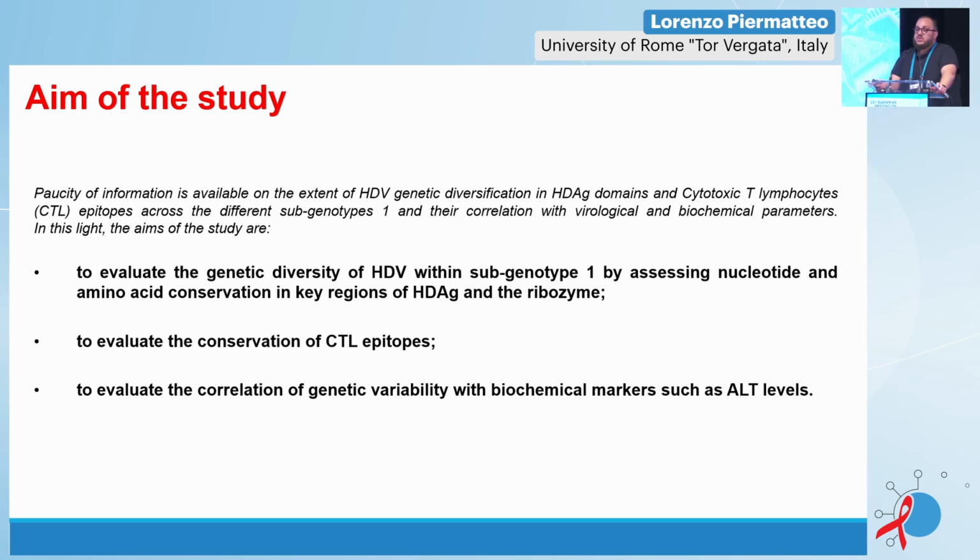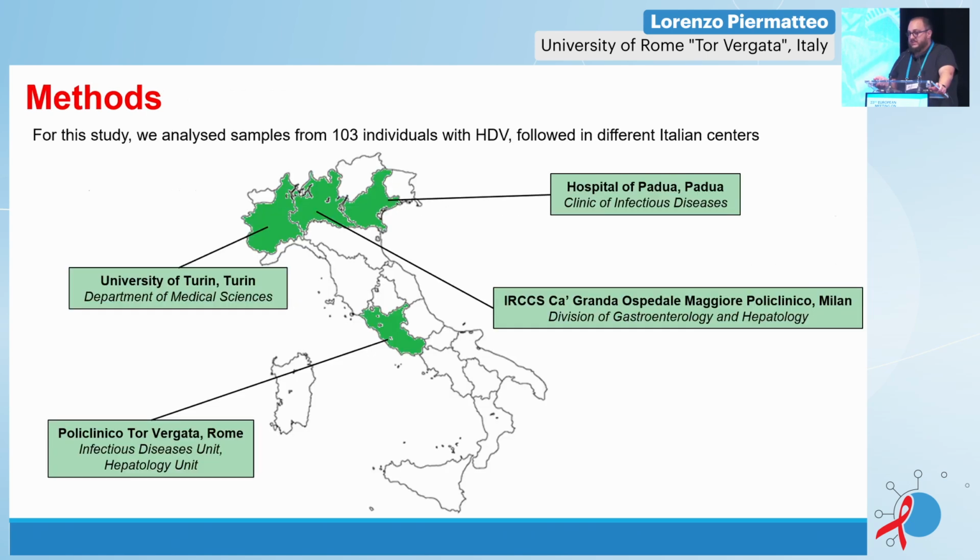So, paucity of information is available regarding this genetic diversification. And so the aim of our study was to evaluate the genetic diversity of hepatitis delta from the point of view of delta antigen domains, CTL epitopes, and also of the ribozyme region. We also evaluated the correlation of this genetic variability with biochemical markers.